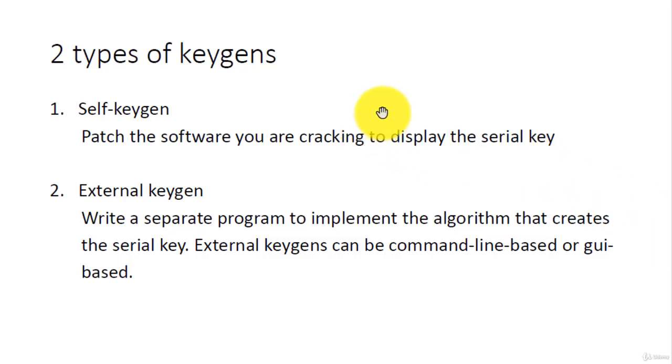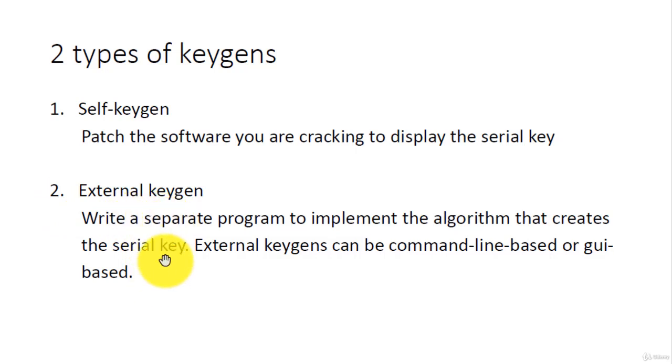Hello and welcome. So far we have covered the number 1 method of creating a keygen called self-keygen, where we learn how to create a very basic and simple self-keygen by using the actual software itself to display the serial key. The second method of creating a keygen is number 2, external keygen.